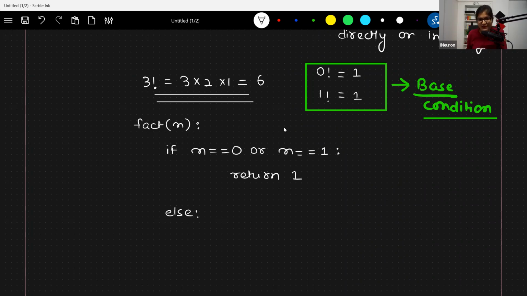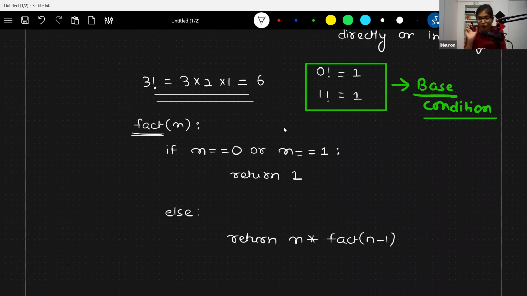In the else case, when the value of n is greater than 1, what will the result be? Can anyone tell me what it should return? You can directly make a return statement: whatever number you have, which is n, multiplied with, now I will call the same function again, which is fact of n minus 1.